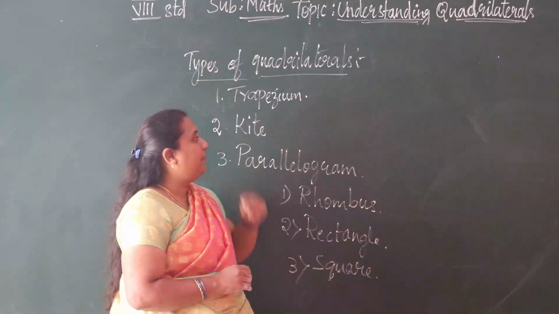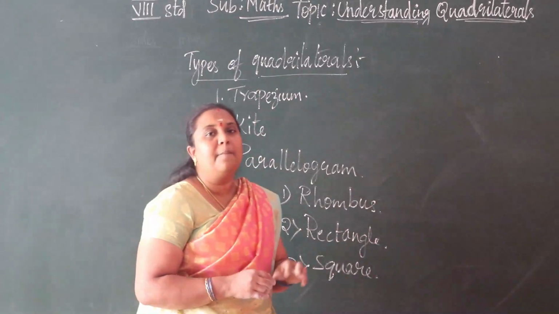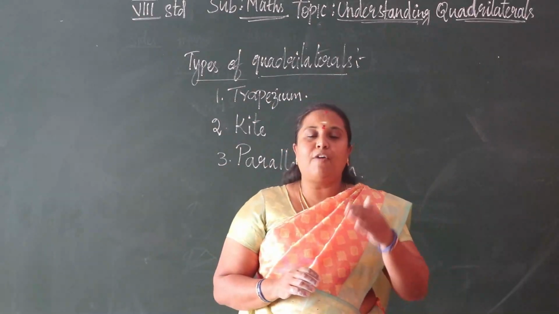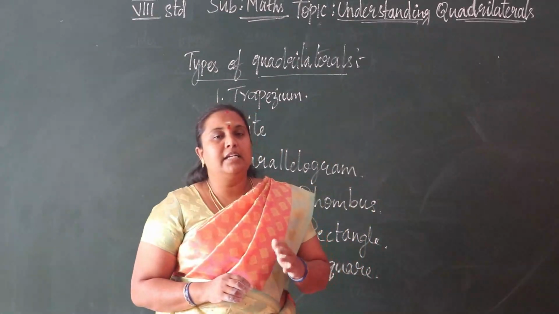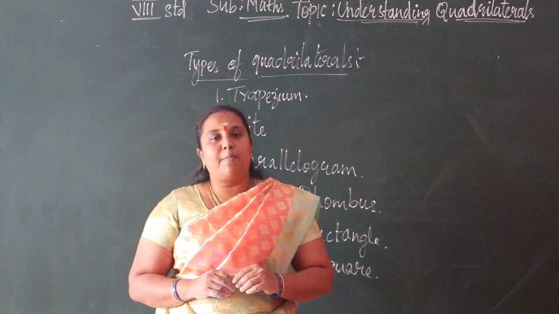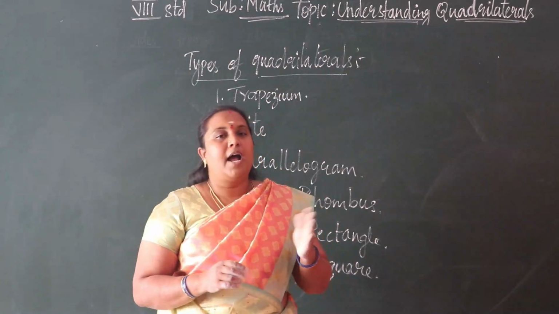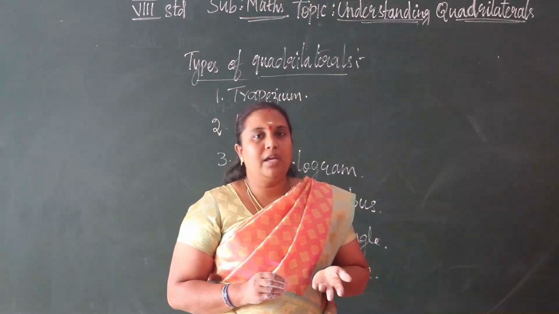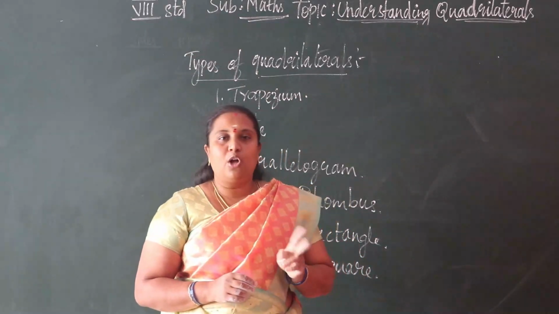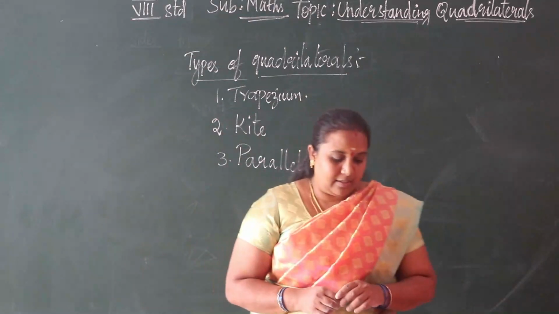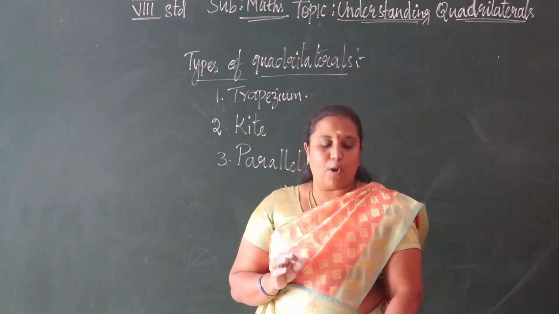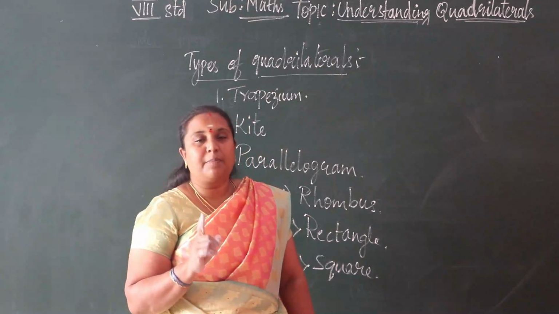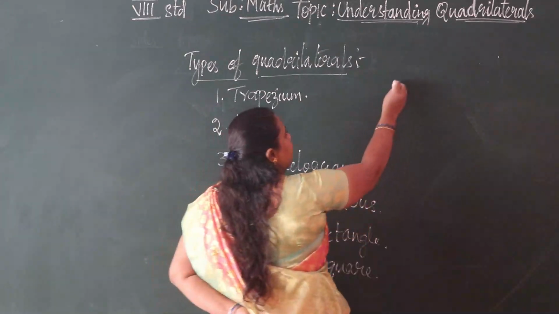So the trapezium has one pair of parallel sides. In a trapezium, one pair of opposite sides are parallel and one pair of opposite sides are non-parallel. These are the properties of trapezium. What is the property of trapezium? One pair of opposite sides.